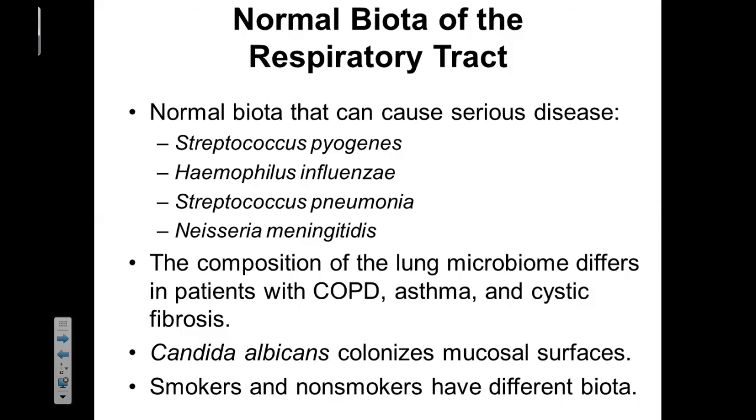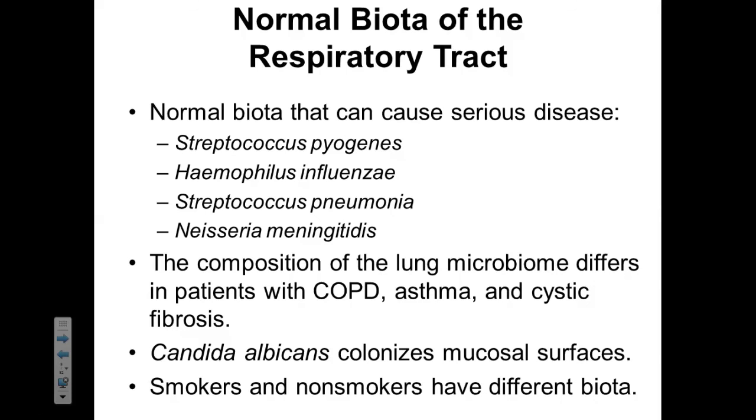If we look at the normal biota of our respiratory tract, we can find that some of this normal biota, when it's out of balance, or if we're working with an immunocompromised patient, can cause a disease state. Some of these normal biota include Streptococcus pyogenes, Haemophilus influenzae, Streptococcus pneumoniae, and Neisseria meningitidis.